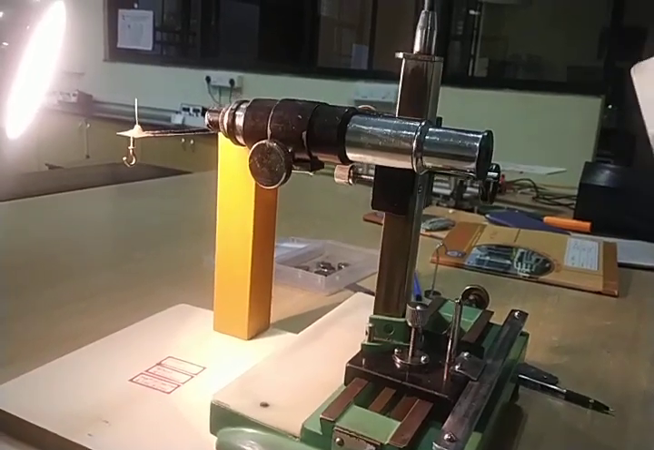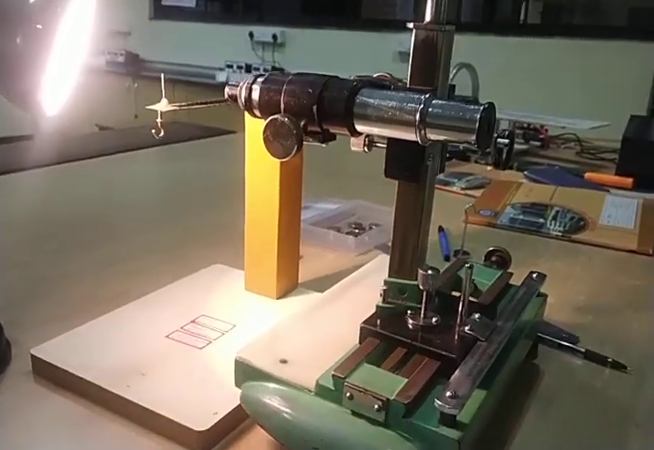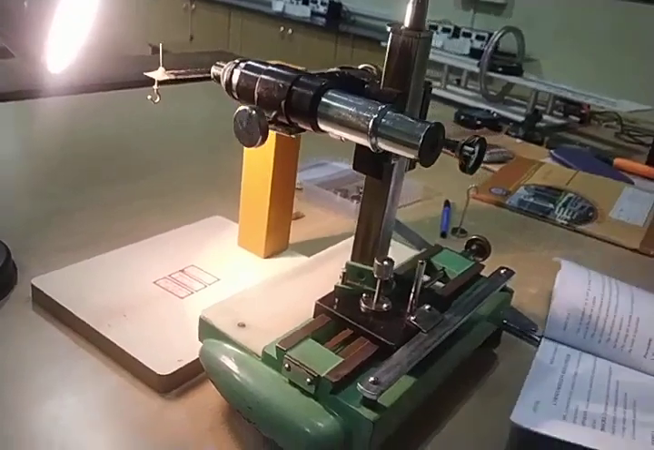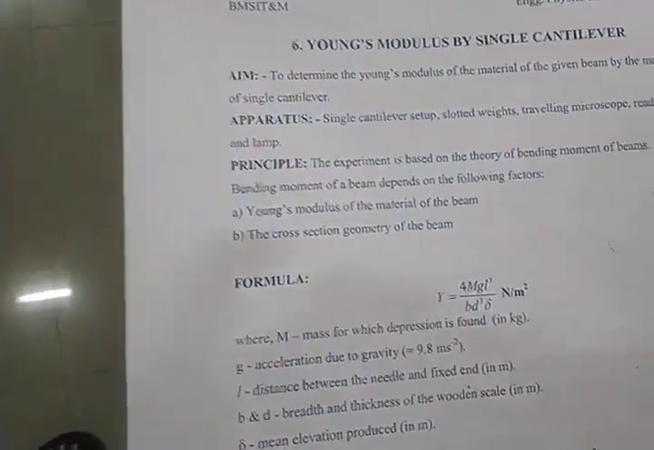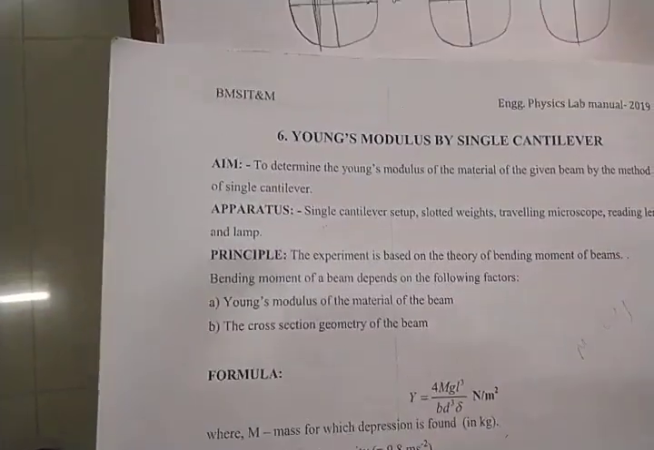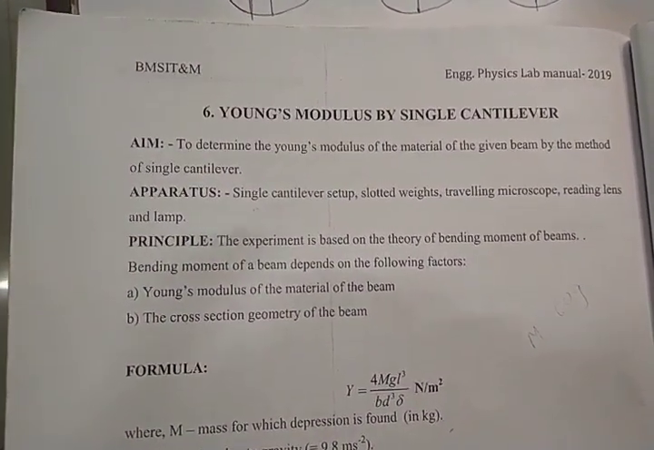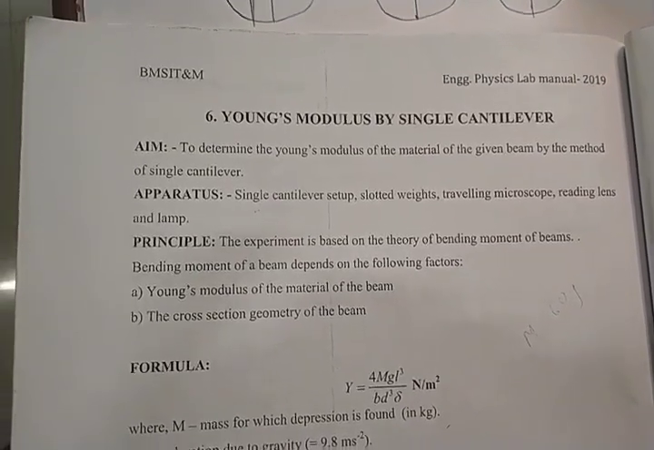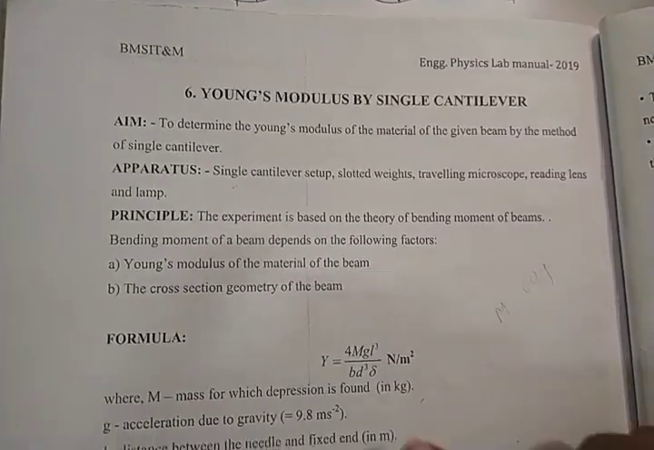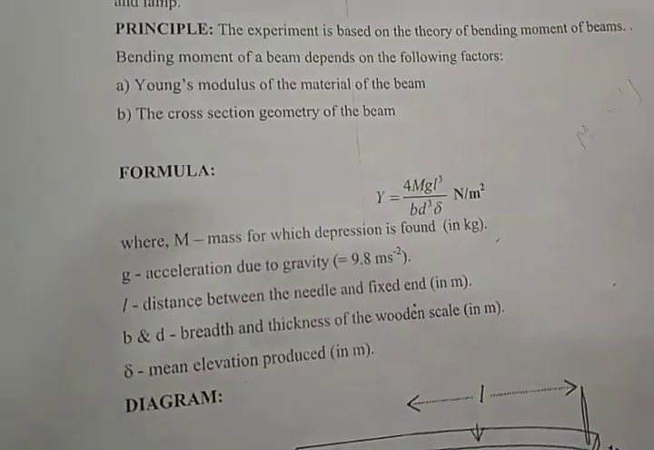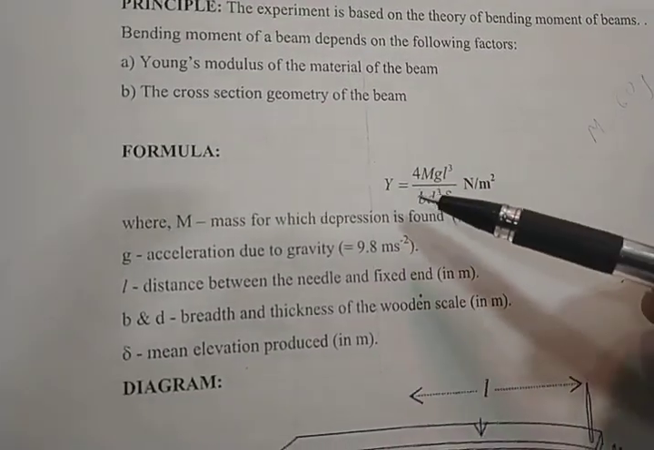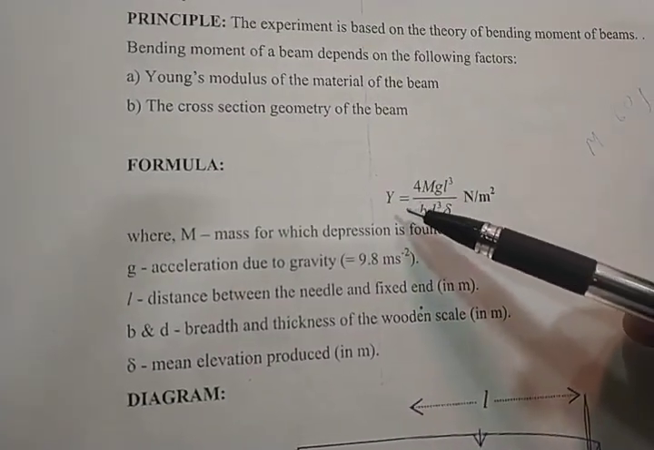First I'll explain the tabular column and the formula part, and what we are determining. In this experiment, finding the Young's modulus by single cantilever, I have shown all the apparatus and how to find the least count of the traveling microscope. Now we'll pass on to the actual experiment, the determination of the Young's modulus, Y, for a given beam by the method of cantilever.